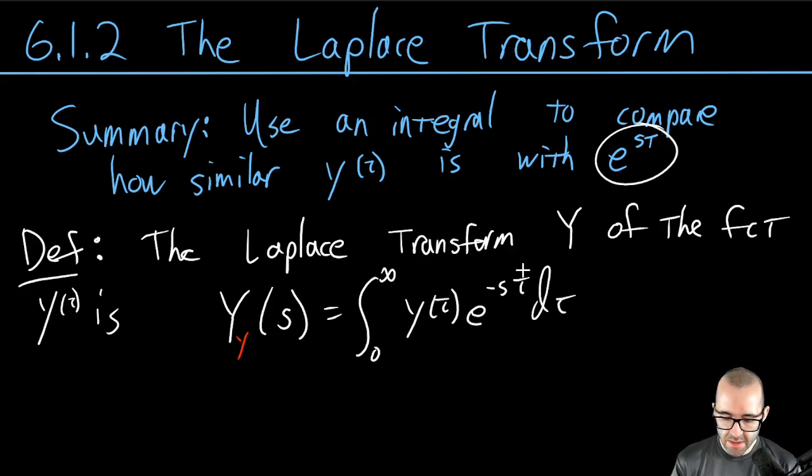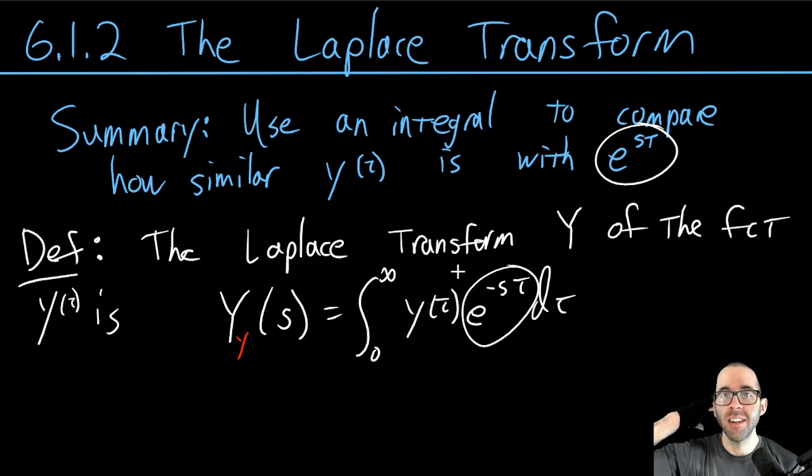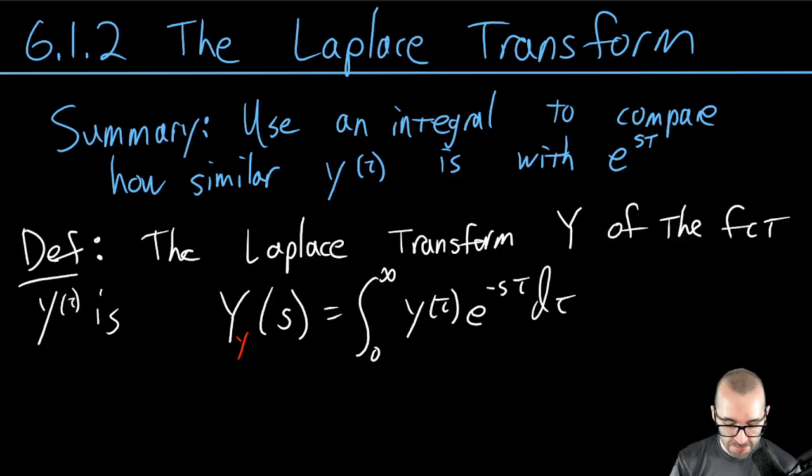We're comparing it to e to the st, and we do that by multiplying by e to the negative st. Again, with the idea that if this integral is big, they are similar. If this integral is small, they are not similar. And of course, one of the biggest this can be is when y is e to the st, because then these cancel out to 1. We have area under the curve of 1 on an infinite domain is huge. Okay, so that's going to be our Laplace transform. And again, we're only worrying from 0 to infinity because that's what t's we're going to be working on.